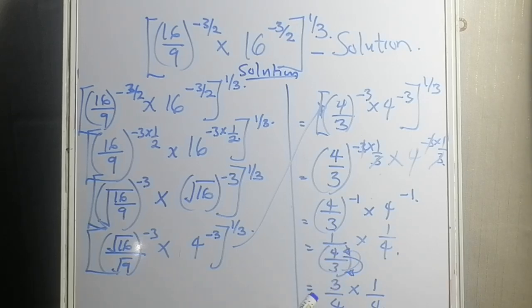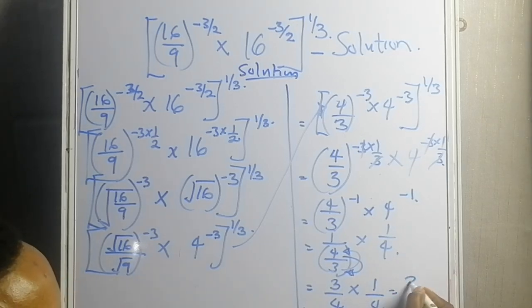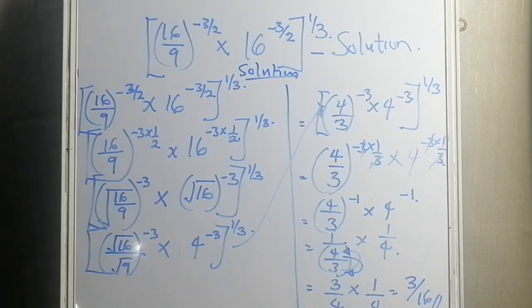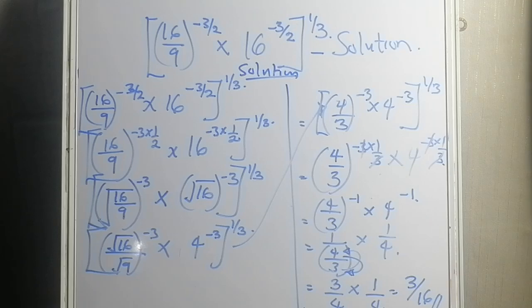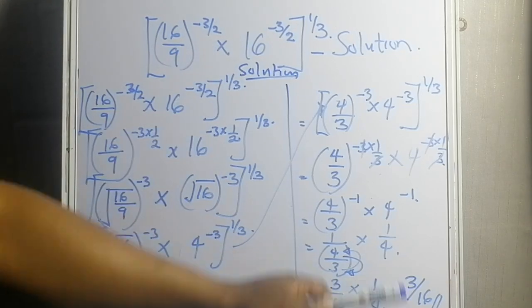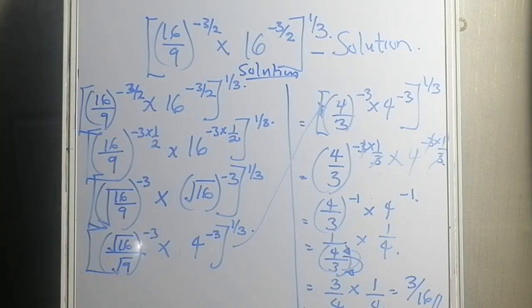Then at the end of the day, you have 3 over 4. So the answer is now 3 times 1, 3, and 4 times 4, 16. So the solution to what we have above, just go to your option, is 3 over 16. You can now conclude that the simplification of this is 3 over 16. It's as simple as that.